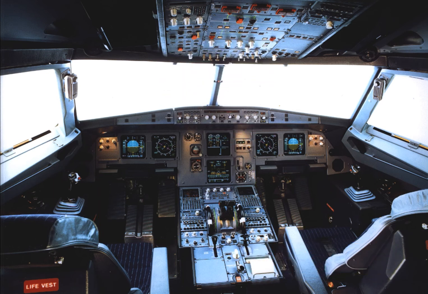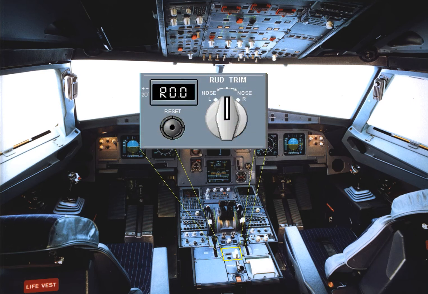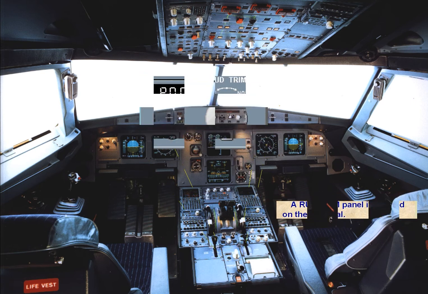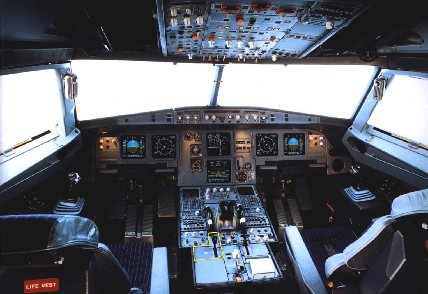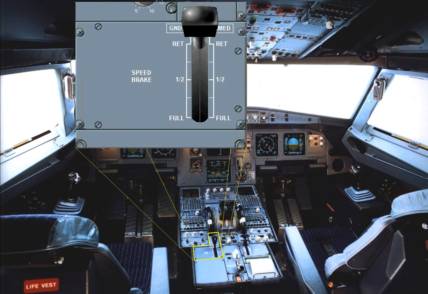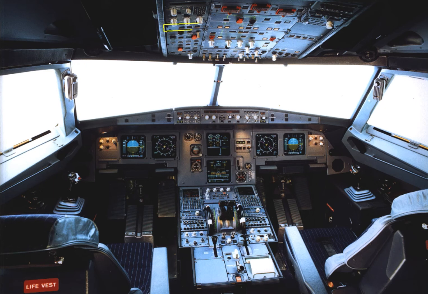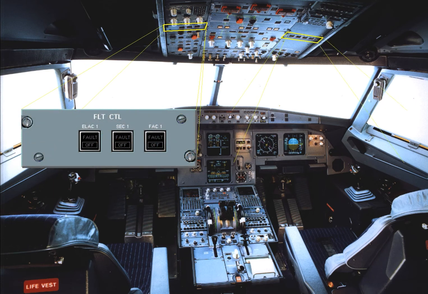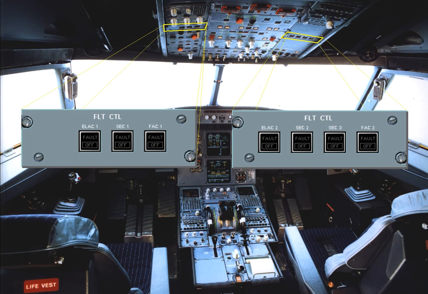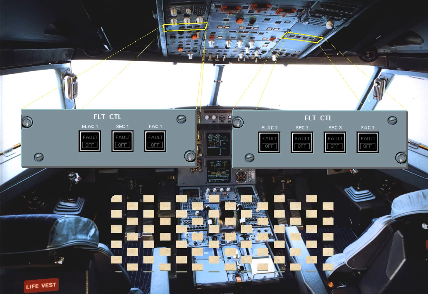A rudder trim panel is located on the pedestal. A speed brake lever is located on the left side of the pedestal. In addition, there are 2 panels located on the overhead panel to control the flight control computers. Now we will introduce the lift augmentation devices.